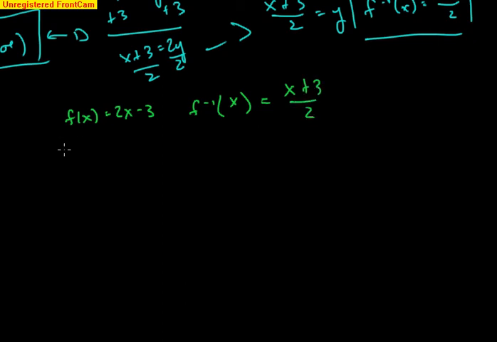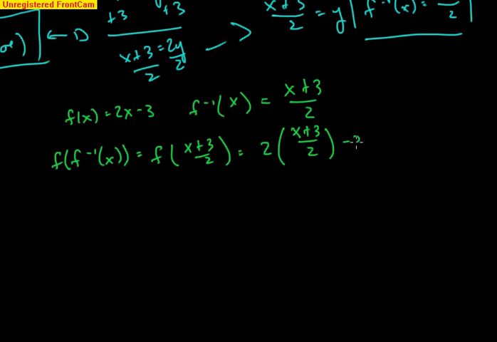Let's verify. Let's do the compositions. f inverse of x. That is f of (x plus 3) over 2. That means plug that into the function f: 2 times (x plus 3) over 2 minus 3. The 2's cancel. x plus 3 minus 3. The 3's cancel. And there is x, which is what I want. That is one of the checks.